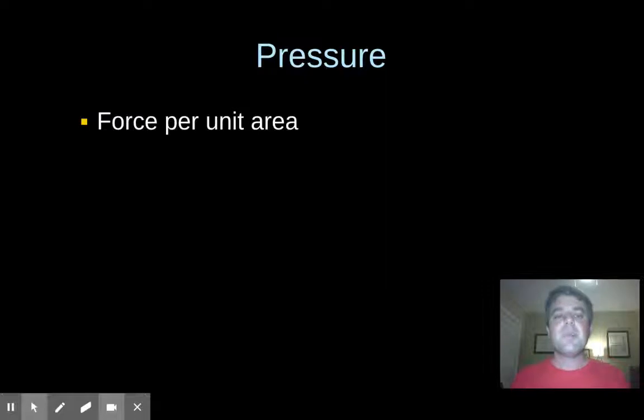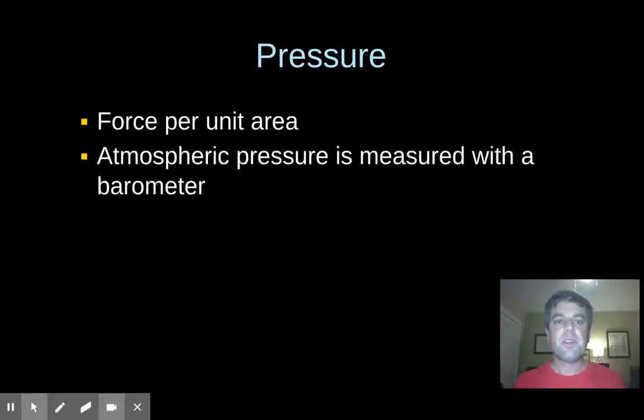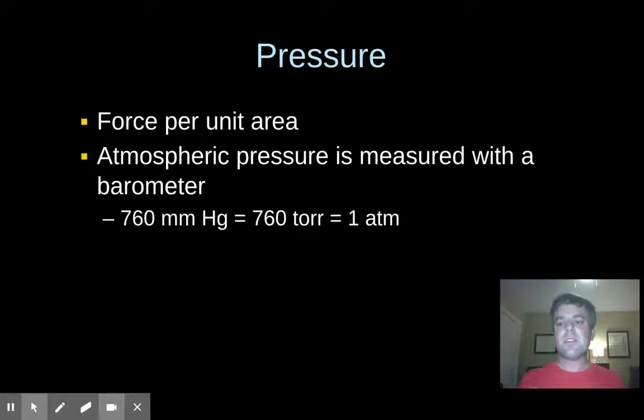Now, when we're talking about gases, it helps if we know what pressure is, and pressure is force per unit area. And we measure atmospheric pressure with a device called a barometer. A barometer is essentially a tube filled with mercury that's inverted in a pool of mercury. And then the height of the mercury in the column above the pool equals the atmospheric pressure that's pushing the mercury up against the vacuum in the top of the tube.